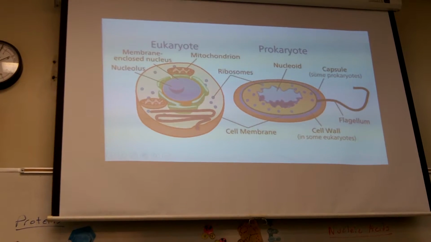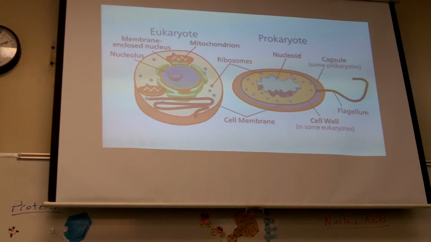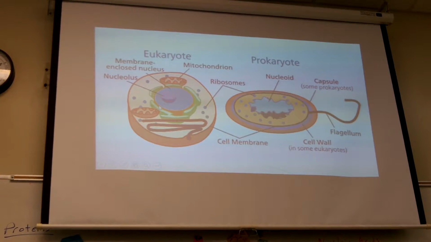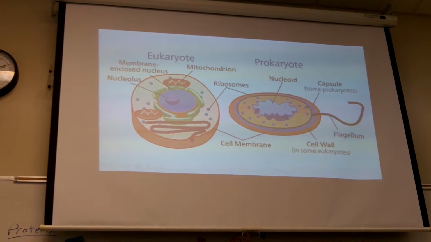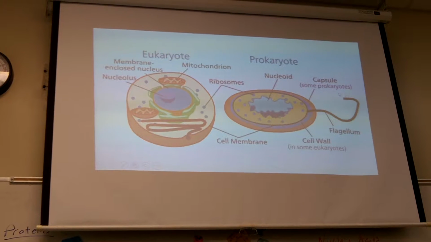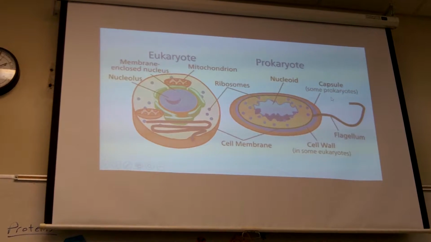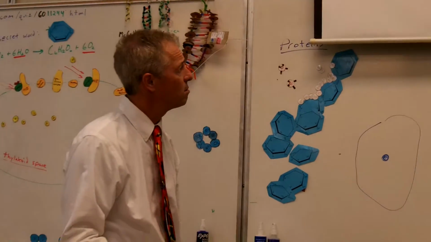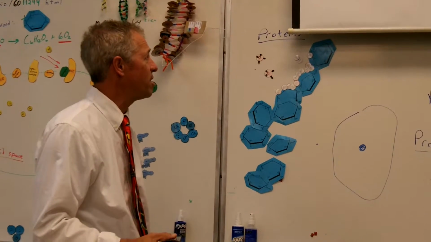You don't find capsules in eukaryotic cells. Only prokaryotic cells have capsules. Eukaryotic cells don't have capsules. And not all prokaryotic cells have capsules. Only some of them. See, it says some. Remember we studied the capsule? You just wrote about the capsule. So that shows kind of some of the differences.